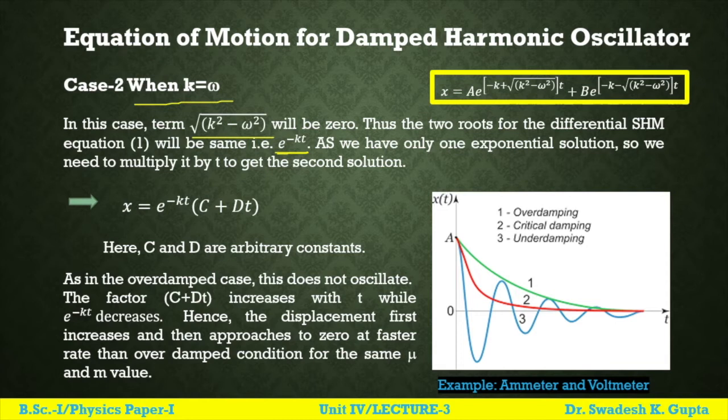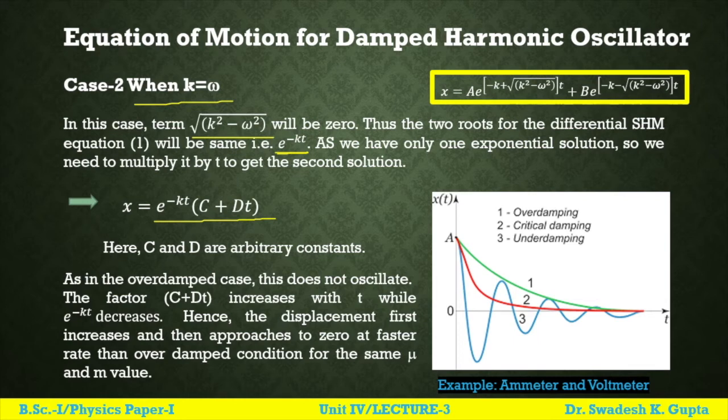So the solution will be of the form e to the power minus kt (c plus dt), where c and d are arbitrary constants. Now you see in this equation there are two terms containing time t. One is e to the power minus kt and one is c plus dt. So when time increases, the c plus dt term will increase, but at the same time the term e to the power minus kt will decrease.